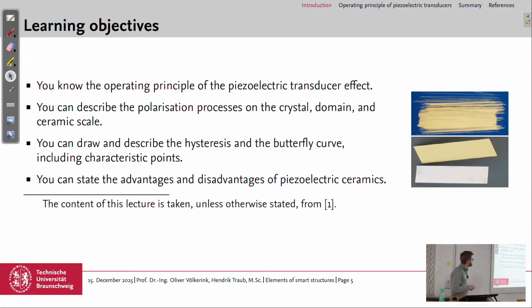The learning objectives of these lectures are that you know the operating principle of the piezoelectric transducer effect. You can or should describe the polarization process on the crystal domain and ceramic scale. And you can draw and describe the hysteresis and the typical butterfly curve, including characteristic points. I will introduce these two curves in this lecture, and they are also part of the labs. And then at the end, you can also state advantages and disadvantages of piezoelectric ceramic materials compared to other materials.